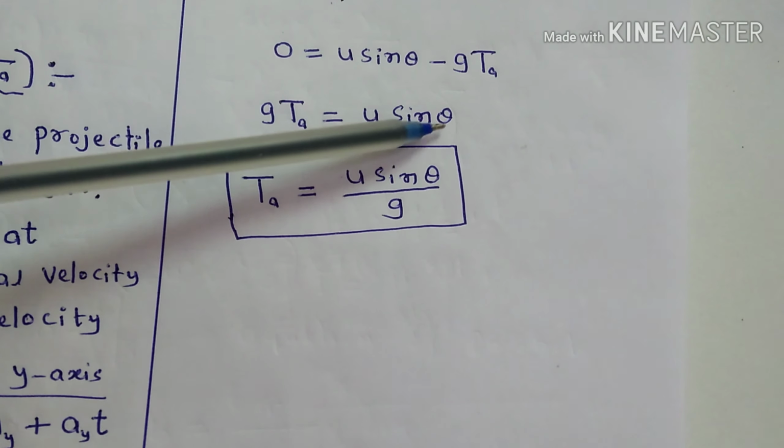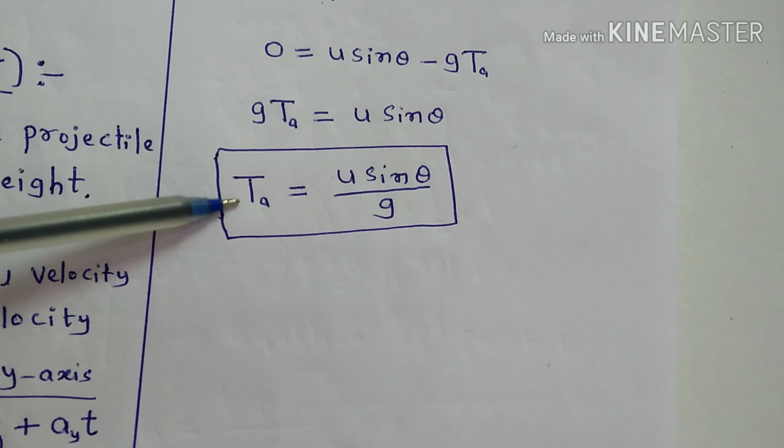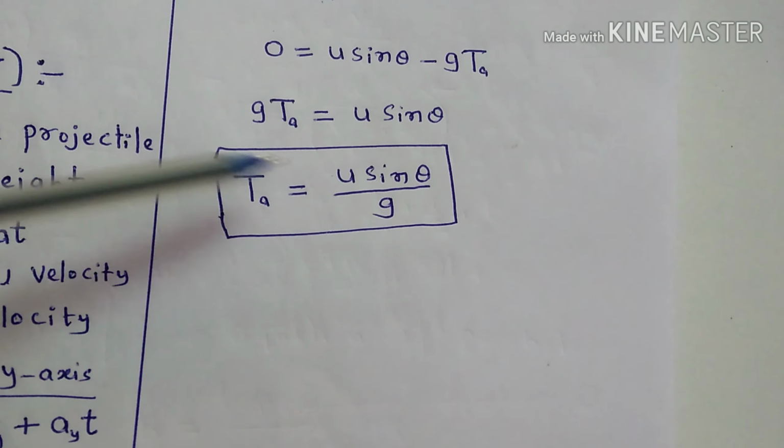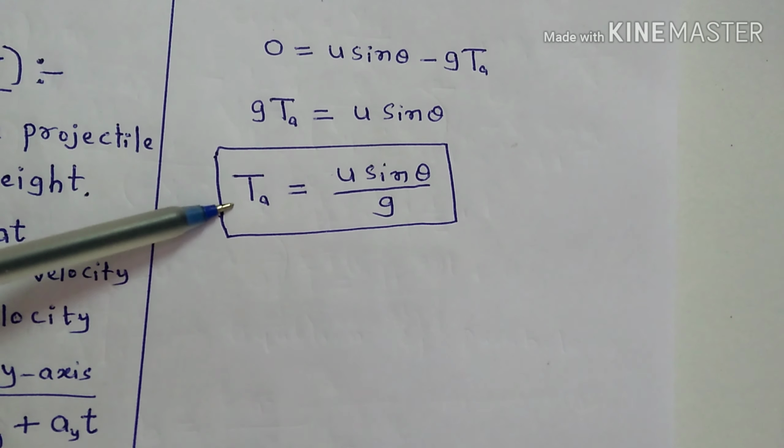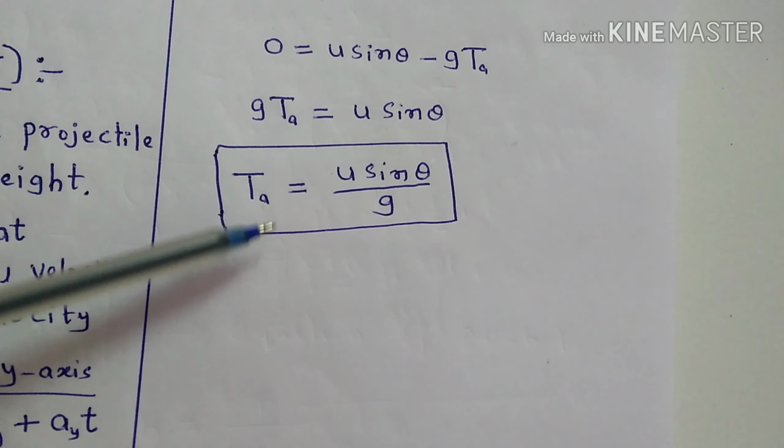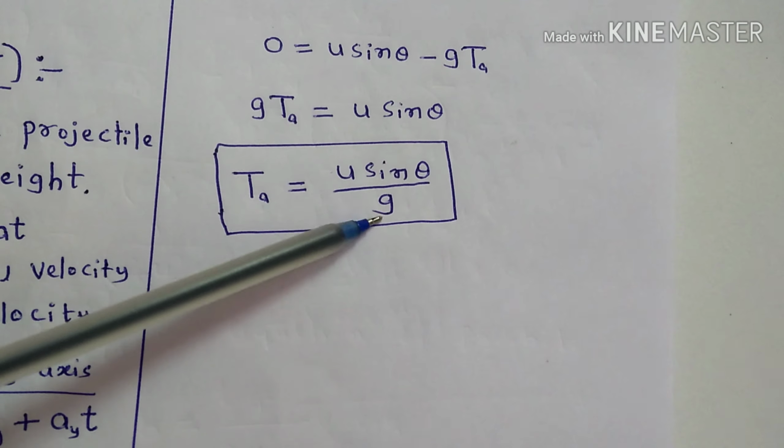Ta is equal to u sin theta by g. This Ta is the time of ascent. So time of ascent is equal to u sin theta divided by g.